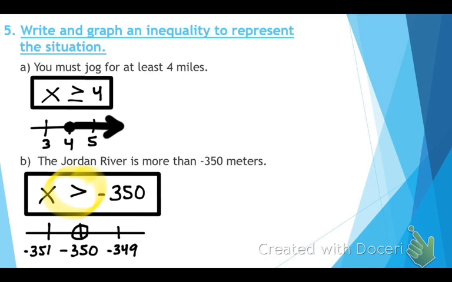Up here, it simply says it is more than. It doesn't say more than or equal to. It only says more than. So you did excellent. We only want the more than or the greater than symbol. And which way did you say the arrow goes? It went right. It also went to the right because all solutions were greater than -350 meters. Great job.